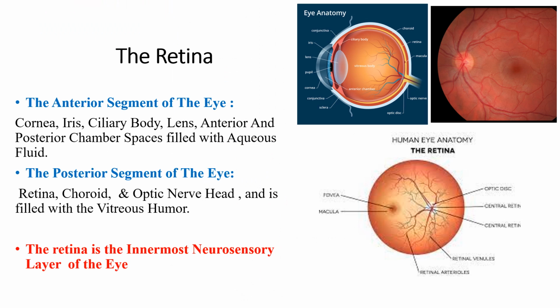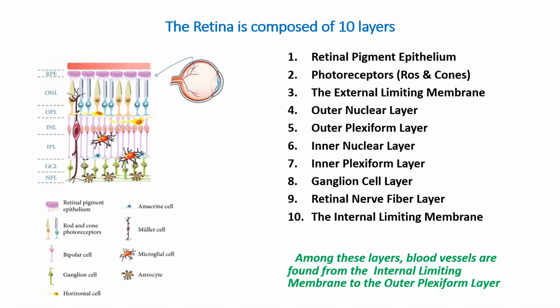The retina is the innermost neurosensory layer of the eye, which is divided into anterior segment and posterior segment. The posterior segment constitutes, together with the retina, the choroid, which is the middle vascular layer, and the optic nerve head. The posterior segment is filled with the vitreous gel or vitreous humor.